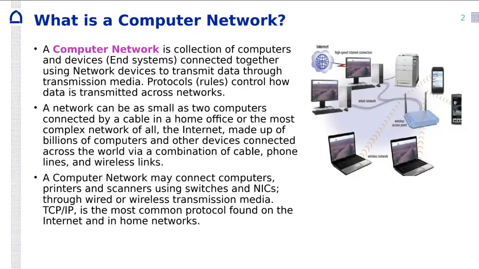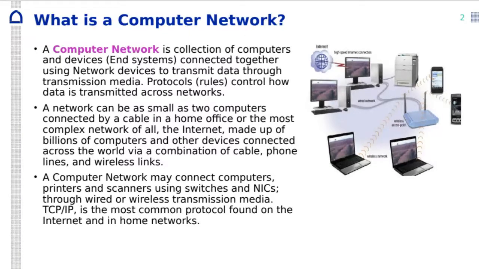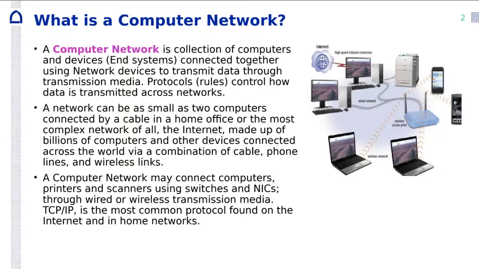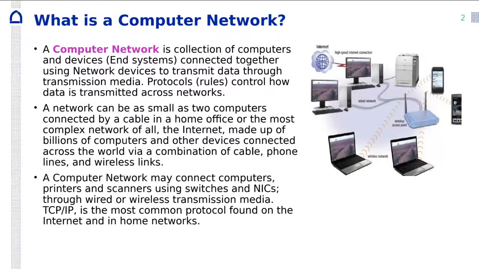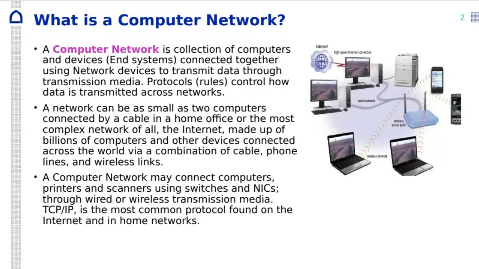This chapter is about computer networks. What is a computer network? It is a collection of computers and devices, or end devices, that are connected together by network devices. Why? To transmit data through the cable or through the transmission media. This is controlled by the protocols, the network protocols.